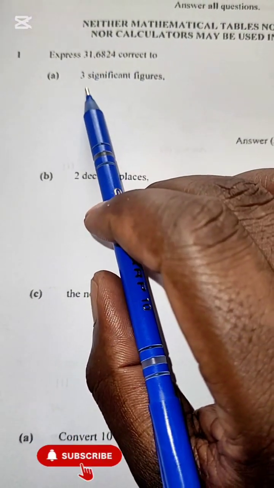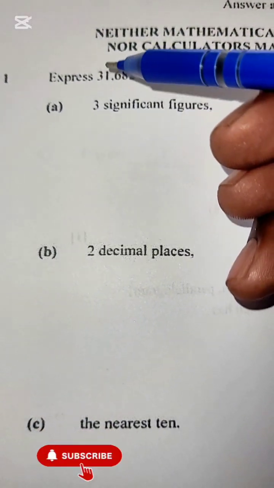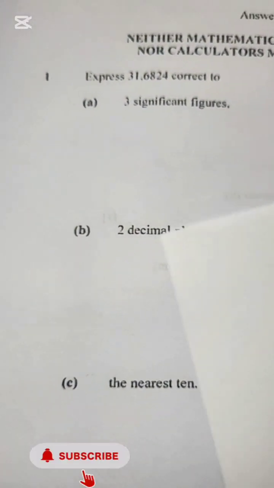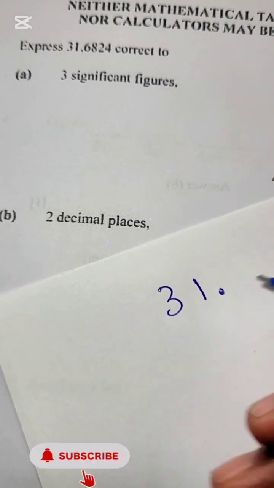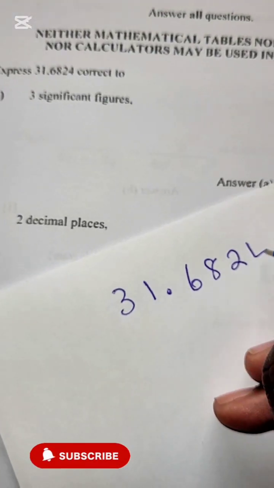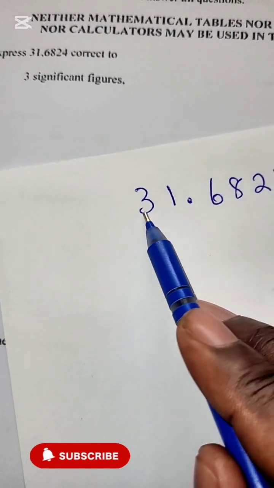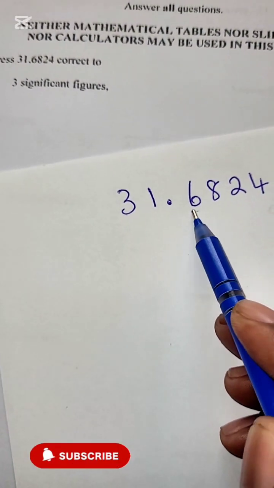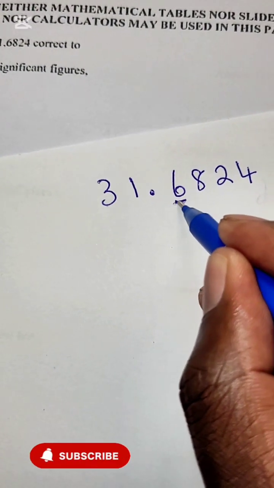31,6824 correct to 3 significant figures. Remember, significant figures start before the what? The comma. Are we together? So that's 31,6824, to 3 significant figures. So we're going to count 1, 2, and 3. So here, 6 is where there are 3 significant figures.